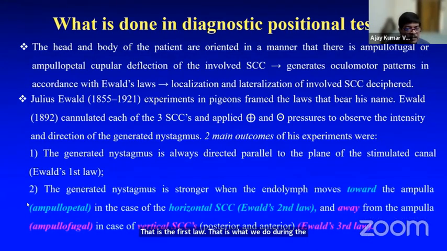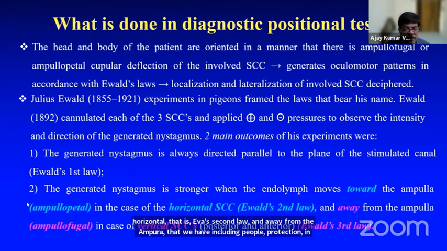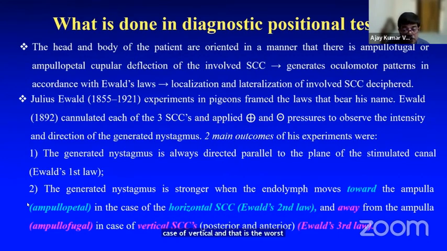The second is that the generated nystagmus is stronger when the endolymph moves towards the ampulla, that is the ampullopetal deflection, in case of the horizontal semicircular canal. That is Ewald's second law. And away from the ampulla, that is the ampullofugal deflection, in case of vertical semicircular canals, that is the posterior and anterior semicircular canals. That is Ewald's third law. That is what we observe to lateralize and localize the involved semicircular canal.